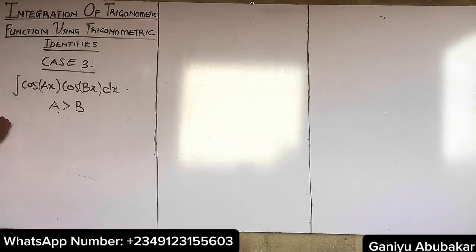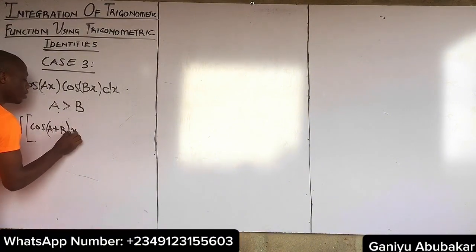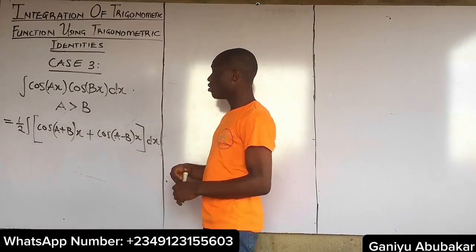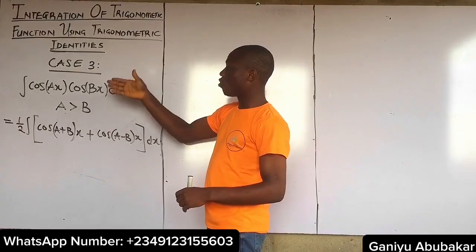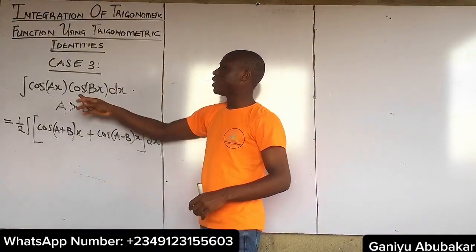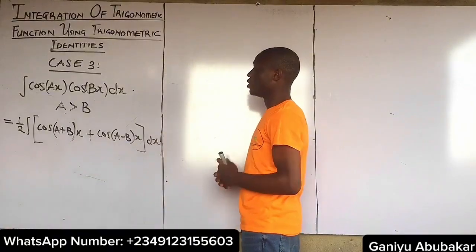So for this one now, the mathematical expression becomes half integral of cos (a plus b)x plus cos (a minus b)x. So this becomes the expression for something of this nature, an integration of cos and cos such that a is greater than b. This becomes the mathematical expression for this one here.